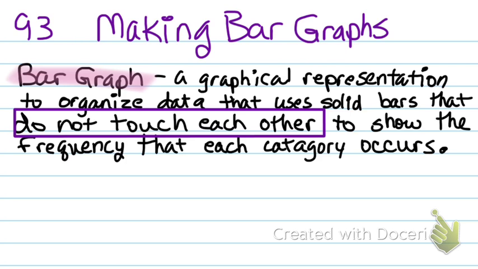You will need to copy this definition down. A bar graph. Highlight the term, box the term, circle the term, something. But a bar graph is a graphical representation to organize data that uses solid bars that do not touch each other. Do not touch each other is important information. It's what distinguishes a bar graph from other types of graphs. Uses solid bars that do not touch each other to show the frequency that each category occurs. Thumbs up when you're ready to move on.